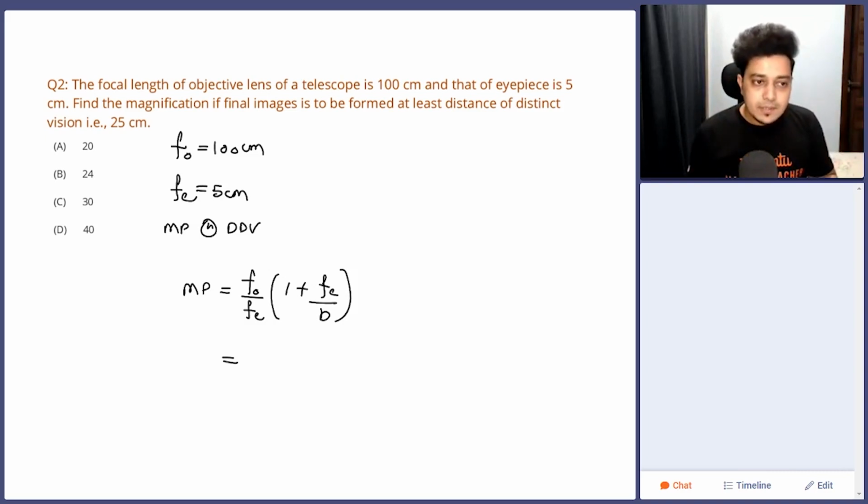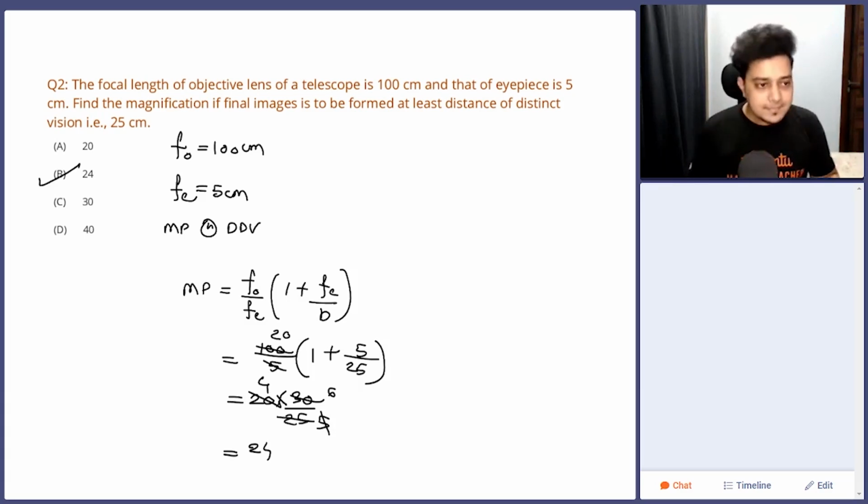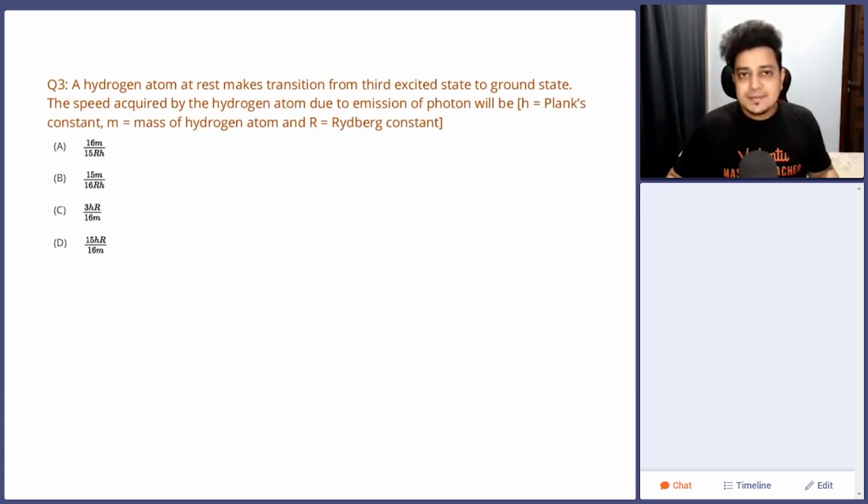So FO, focal length of objective, is 100, focal length of eyepiece is 5, 1 plus focal length of eyepiece, again 5, divided by D value 25. Okay, so that gives us 20 here, 30 upon 25 after cross multiplication. Fine, so now we can divide by 5, this will be 4, and further this will be 6. 24. So option B will be correct. And this has no units, no dimensions. Easy. Let's go to the next question. A hydrogen atom at rest makes transition from third excited state to ground state.